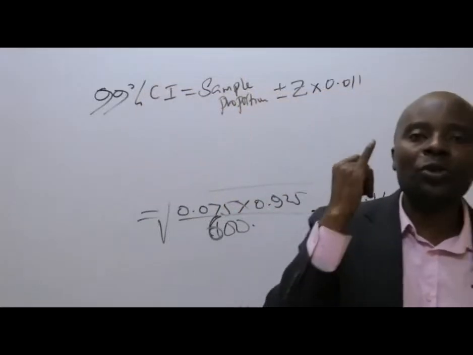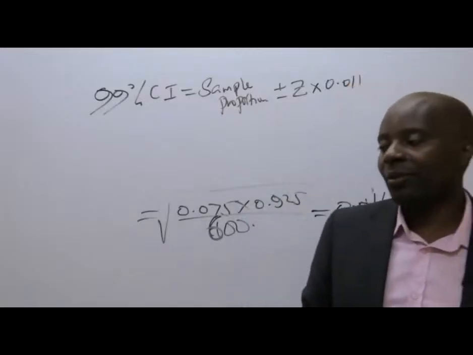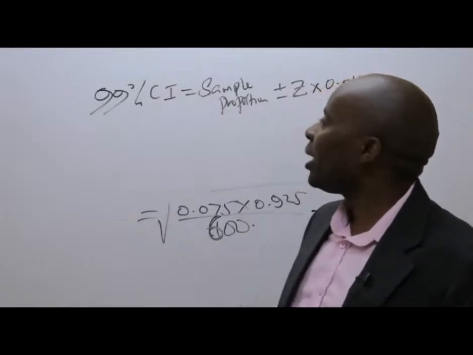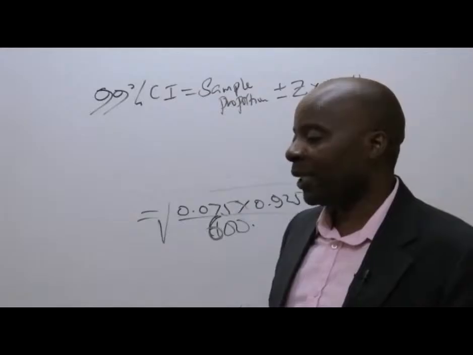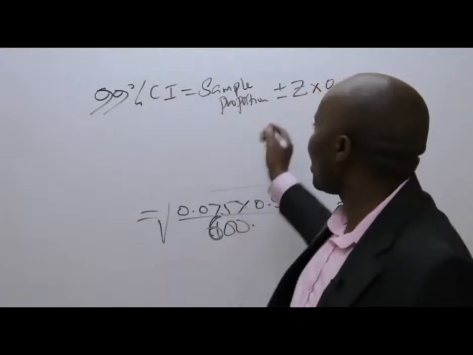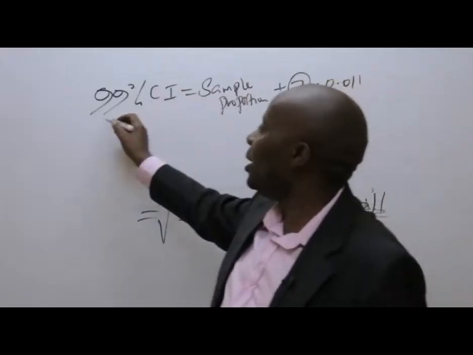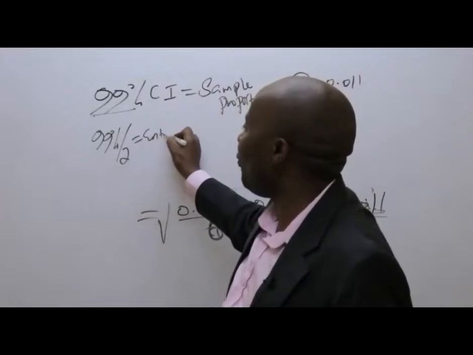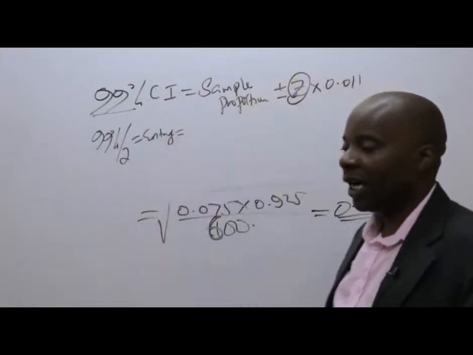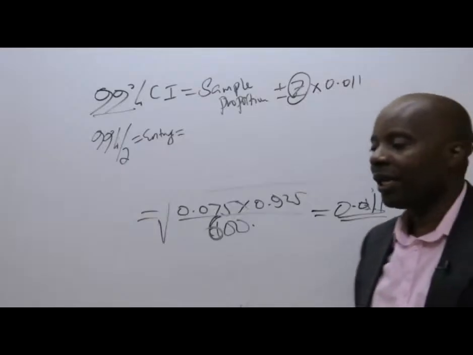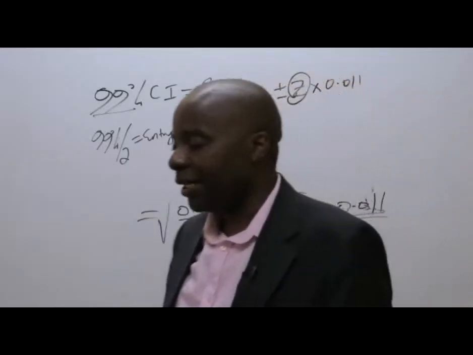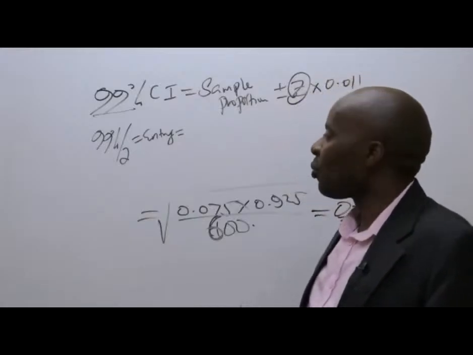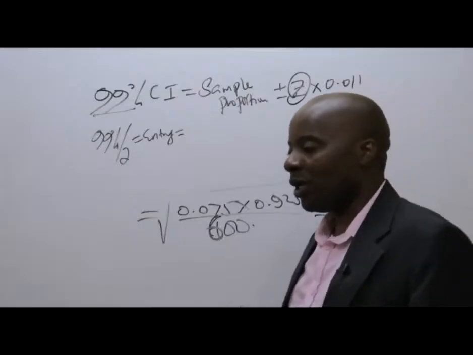Our N is a whole 600. It's more than 30. So then, ladies and gentlemen, the most important thing that I would expect you to do, having realized that indeed we want to work with the Z-score, is to take this 99% and divide by 2 to have your entry figure. Somebody give me that figure, 0.99 divided by 2. What do we have? 0.495.